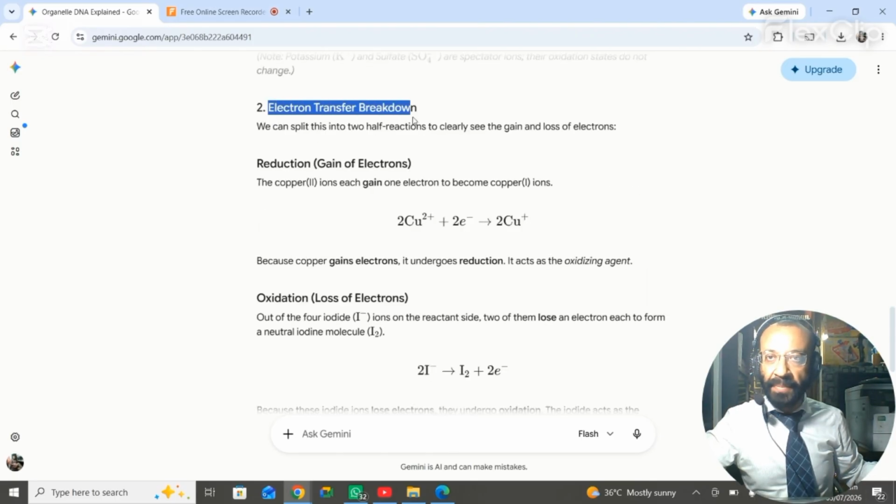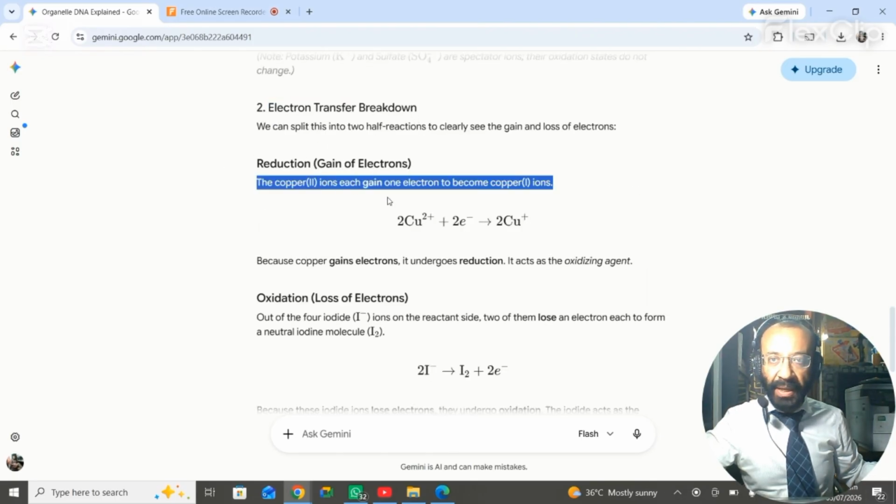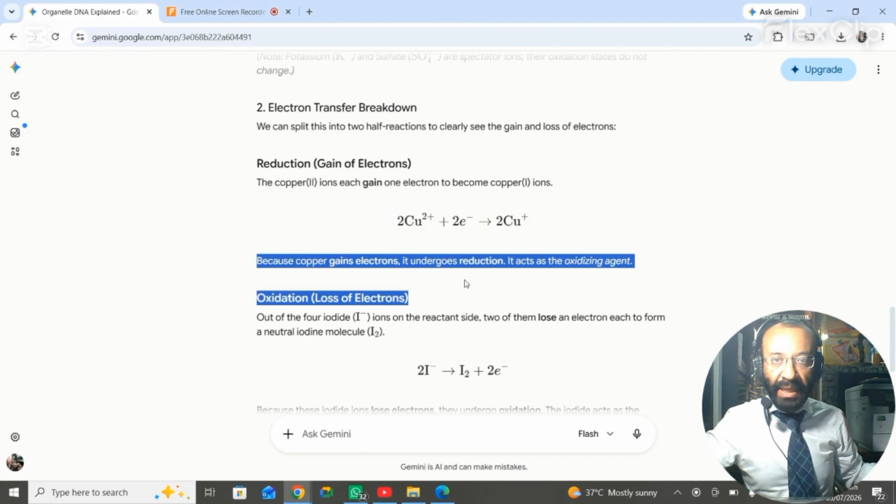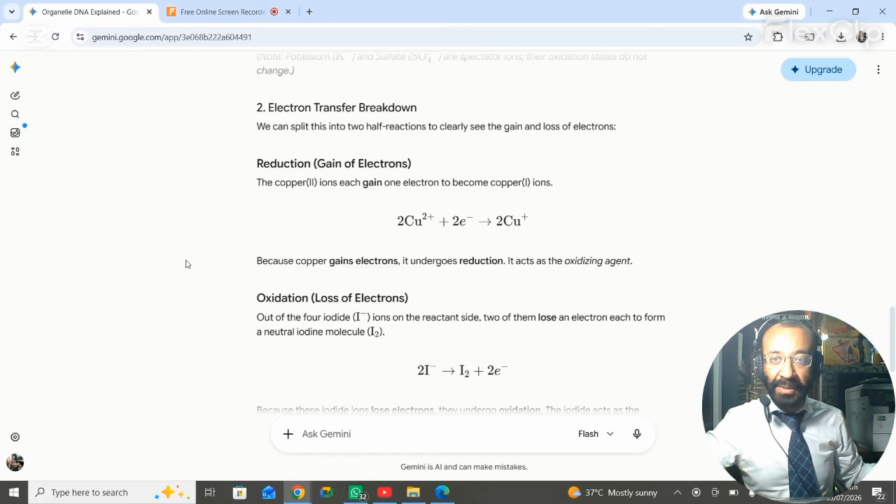Electron transfer breakdown. Copper ions each gain electrons to become copper(I) ions, that is, 2Cu2+ plus 2 electrons will be absorbed to form copper(I) ions. As copper gains electrons, it undergoes reduction. It acts as the oxidizing agent.